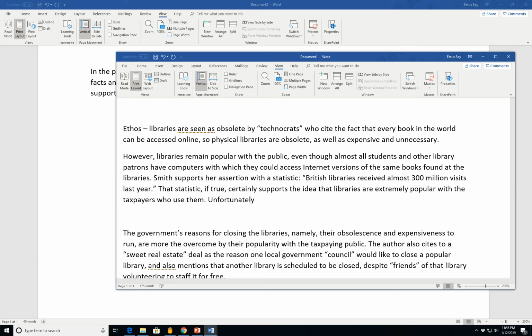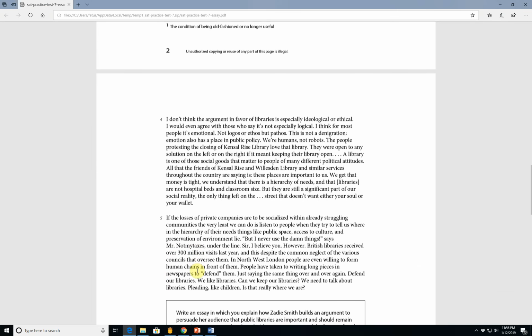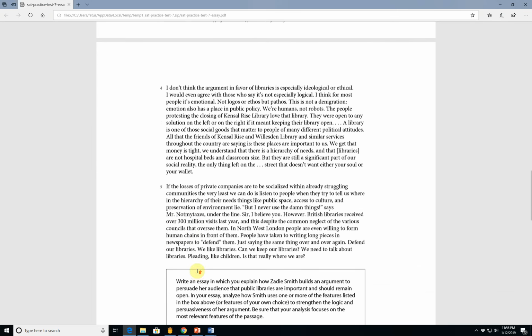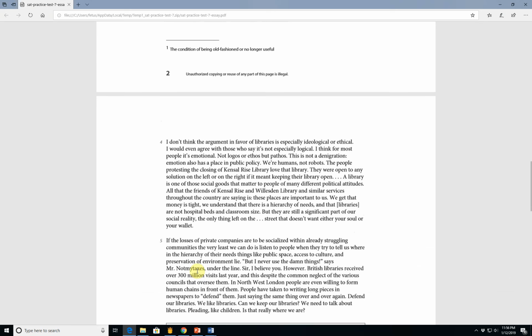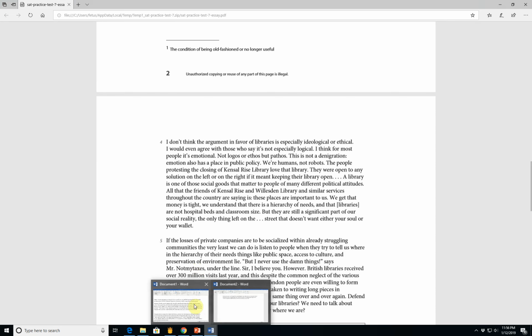Unfortunately, Ms. Smith does not cite a source for that statistic. I don't believe she does. So let's see here. Yeah, there's nothing there. So as I was talking about, if you see a logical hole or a problem with it, that's fine. That's an extremely minor problem.